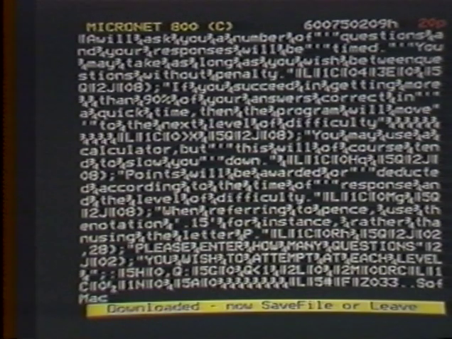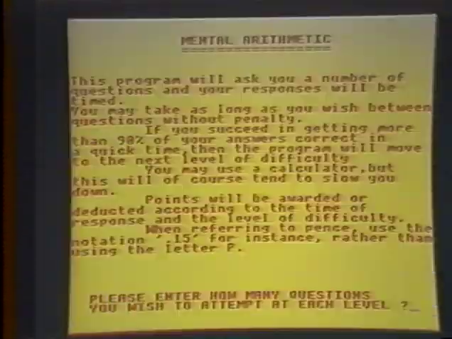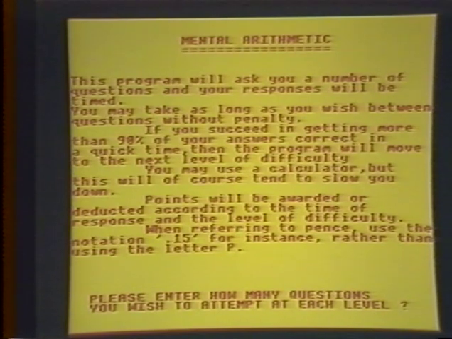The program is now copied into my computer, but to be safe, I should now save it onto cassette. And here's the program executing. I've got a copy of it in my computer, and I also have a copy on cassette tape so that I can use the program again whenever I want to. It's a fairly standard mental arithmetic program, but we better just check that it does work.